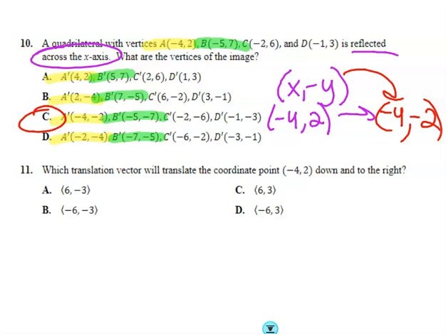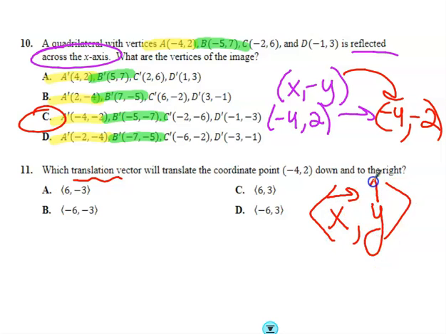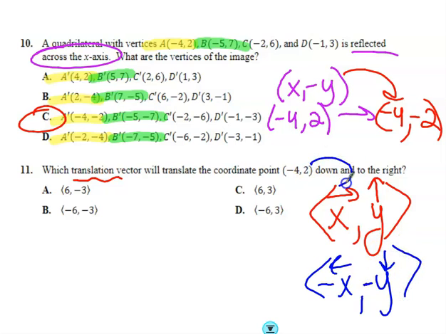The next one is about translation. So that was going left, right, up, or down, okay? So if your x is positive, that means you're going right. And if your y is positive, you're going up. If your x is negative, that means you're going left. And if your y is negative, that means you're going down. So if it says you're going down, you need a negative y. And it says going to the right. So that means you have a positive x.